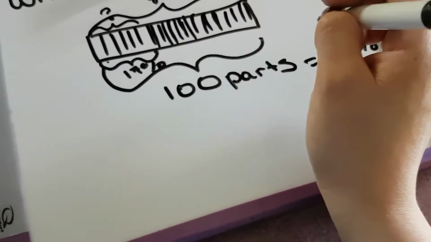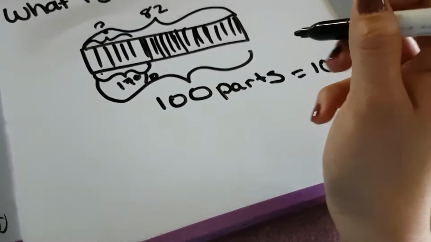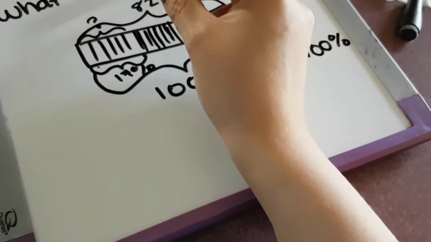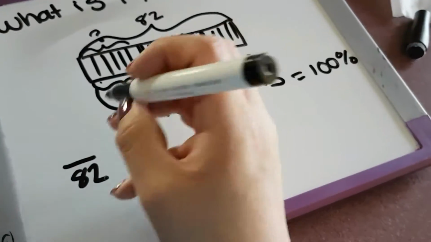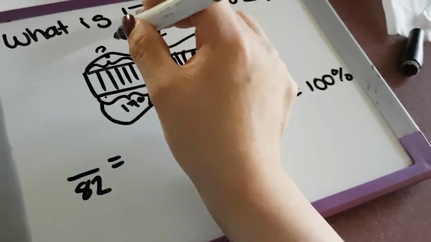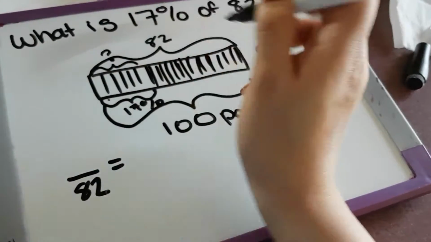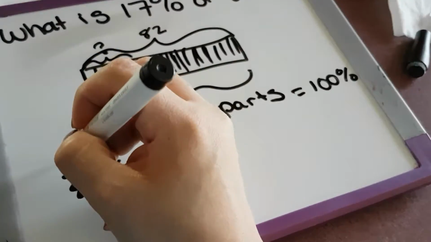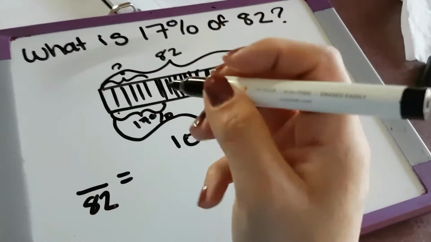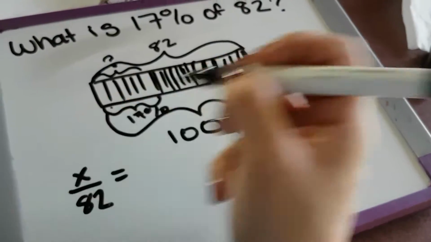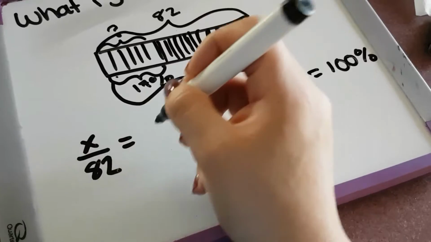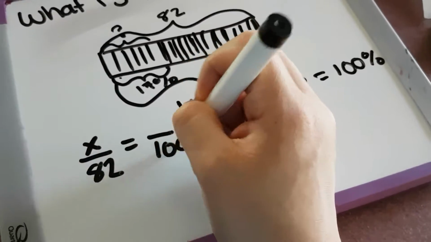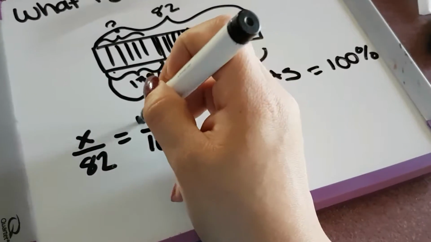Well, now that we got this, we write this out as an equation. 82 will be our denominator. And this out of the 82 is still our unknown. You can put a question mark or you can put a variable, which we will use as x. And then now, out of the 100, we are using 17% of it.